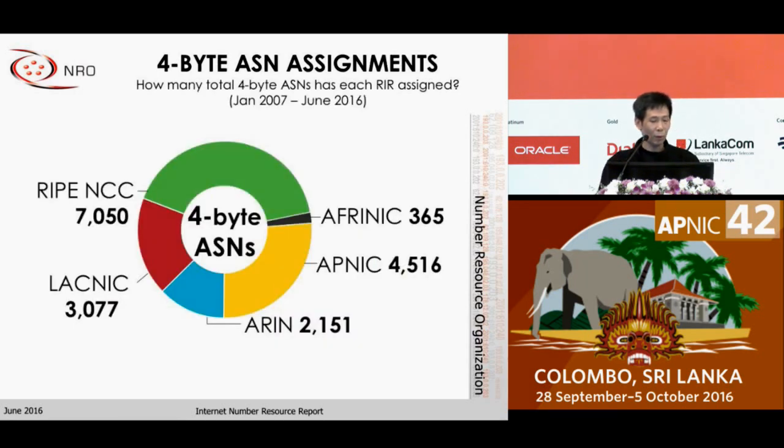This is the total 4-byte AS number assignments in each RIR. RIPE NCC has assigned 7,050 4-byte AS numbers, and APNIC also assigned over 4,500 4-byte AS numbers.